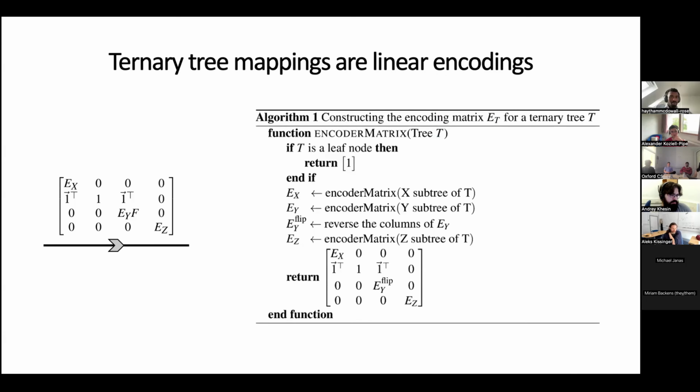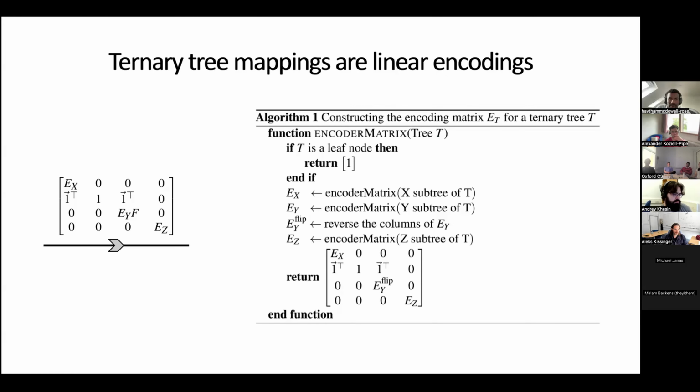So what we've shown is that ternary trees are a subset of linear encodings. The converse is not true though. There exist linear encodings which do not arise from a ternary tree. So it's not quite an equivalence, but it's interesting that one is inside the other, considering how different they look at the start. That's the end of the ternary tree section.